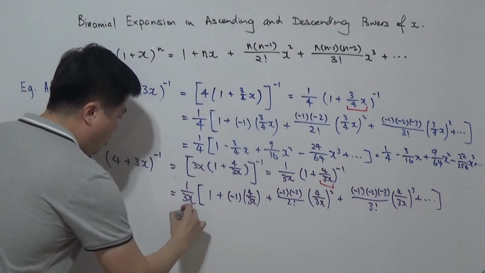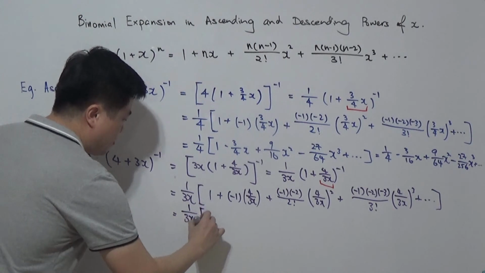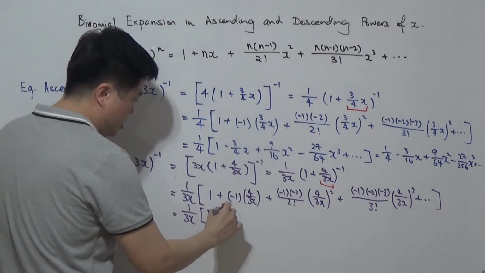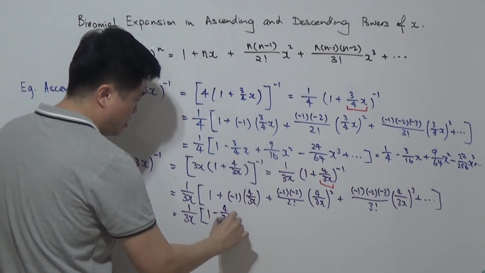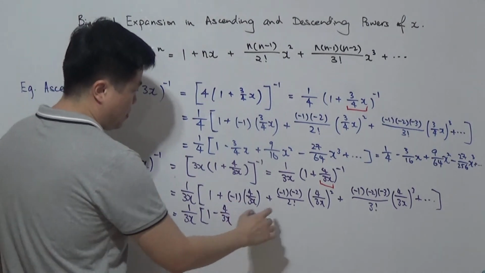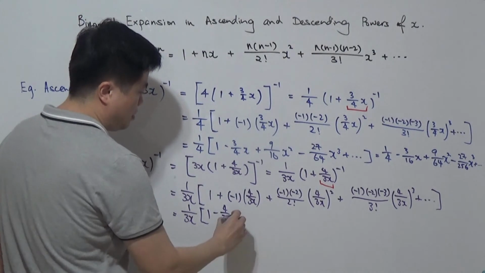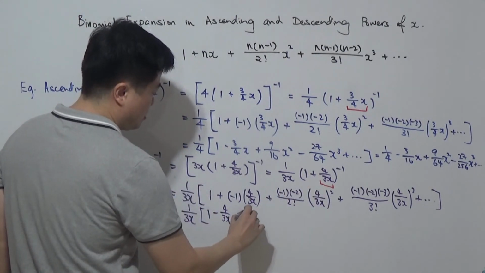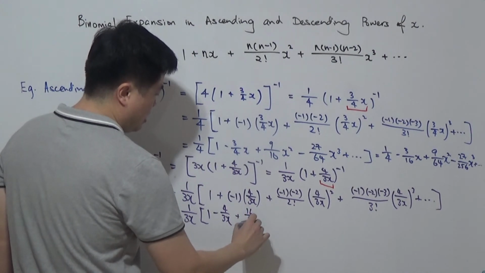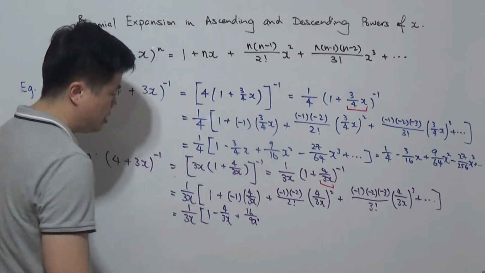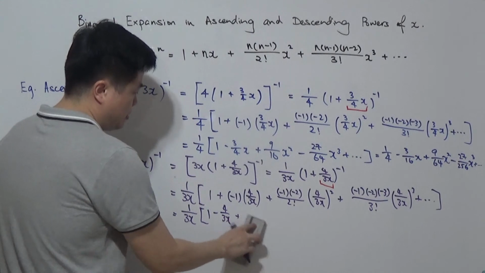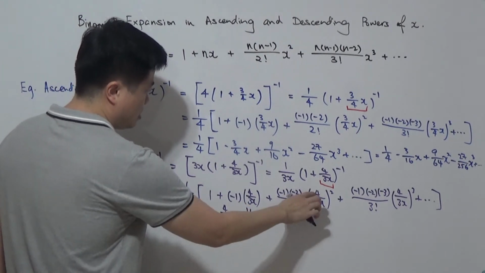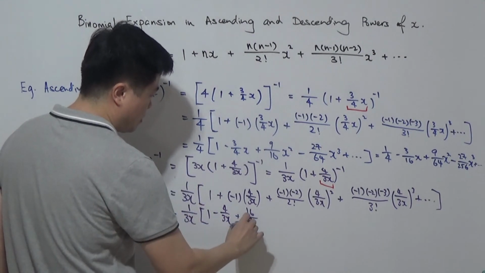So 1 over 3x, let's simplify the stuff in the square brackets. We have 1 minus 4 over 3x, this guy. And then we have negative, negative becomes positive. So 2 over 2 is still 1. We're going to square this, that's going to give us 16 over 9x squared. Let me write this a little bit nicely. I'm going to centralize the denominator a little bit. So this is 16, then this is 9x squared.